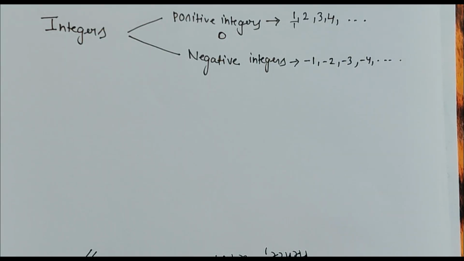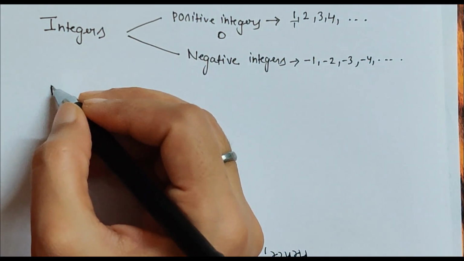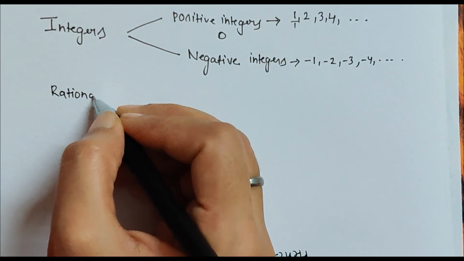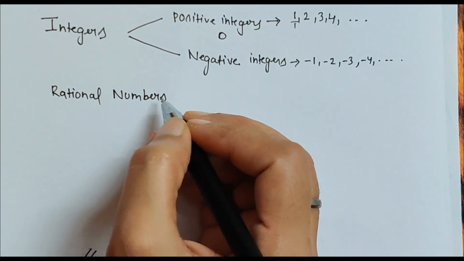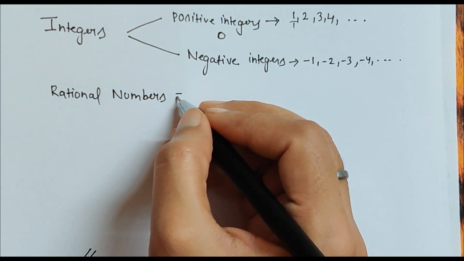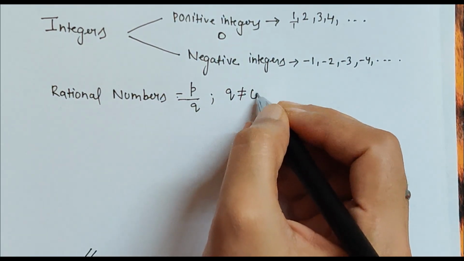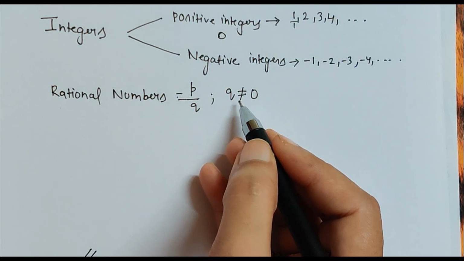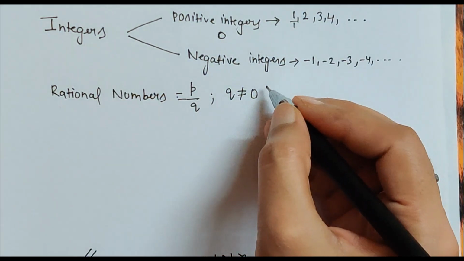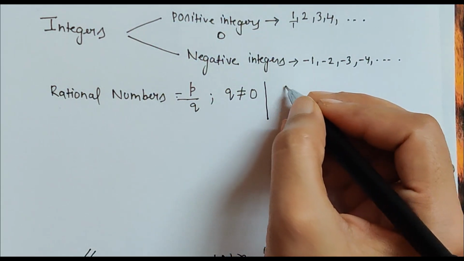Now the next terms which are very important in this chapter are rational numbers and irrational numbers. So here first we will write rational numbers and see what type of numbers they are. Rational numbers are the numbers which can be written in the form of p by q, where q is not equal to 0. Any number which can be written in the form of p by q where the denominator is not equal to 0 is called a rational number, while the numbers which cannot be written in the form of p by q are called irrational numbers.